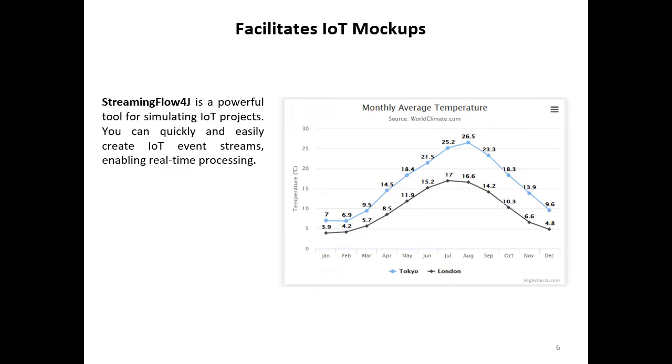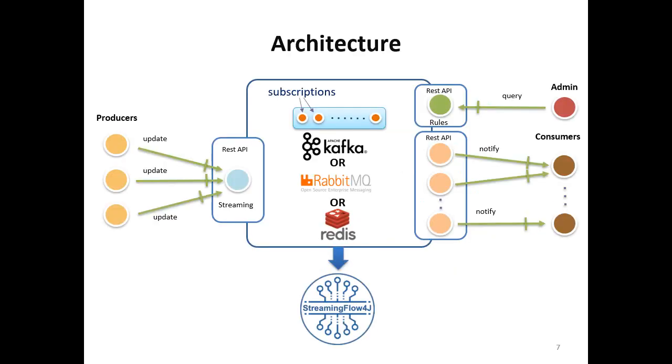Another example: the first one was about the mockup of IoT that I showed you. I talked about our architecture. This is based on event-driven architecture. We have some administration layer here that receives our queries, and the management of this layer of the application is StreamingFlow4J, and how you can operate it is this layer.